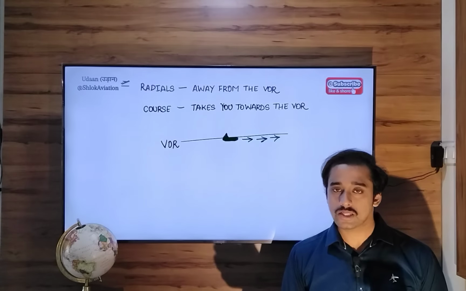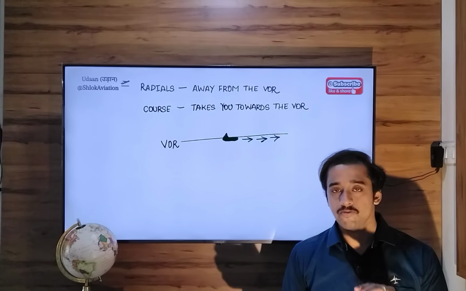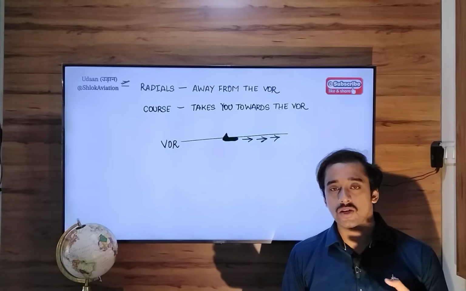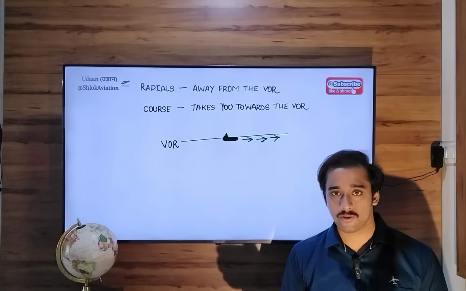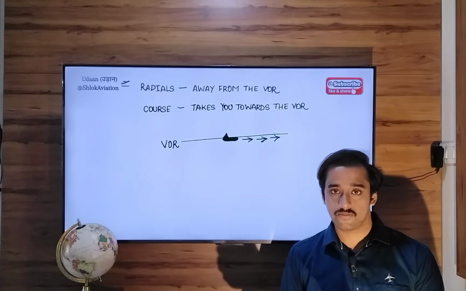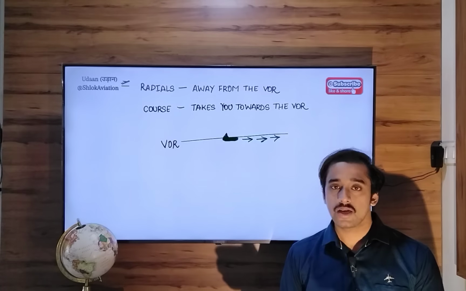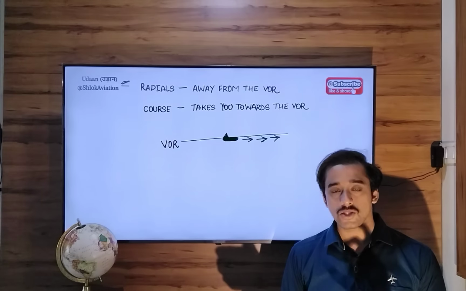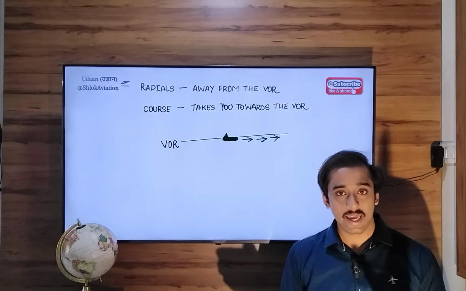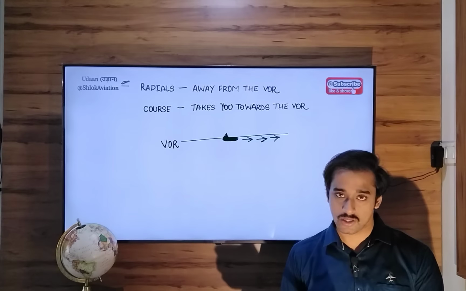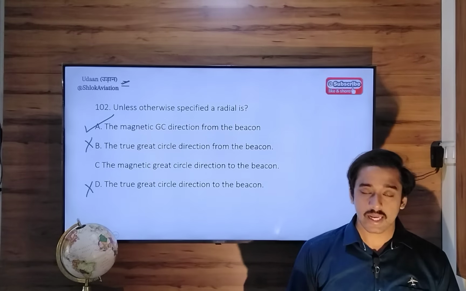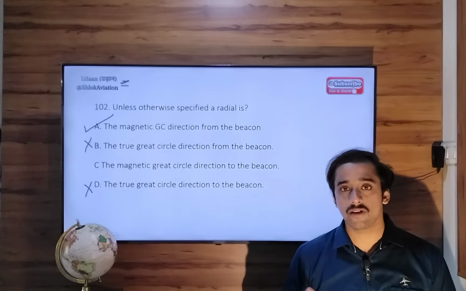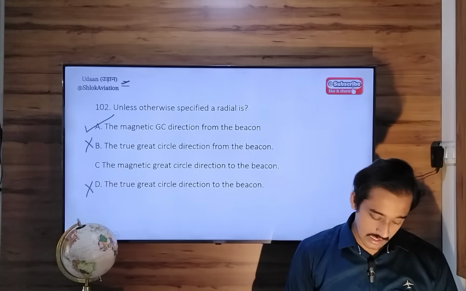Now there are two instruments. One is the OBS selector. In the OBS selector, you will use the word radial or course, depending on whether you're going outbound or inbound. In case of HSI equipment, course is the only word used for both flying inbound track and flying outbound track. So remember this. So the correct answer will be the magnetic great circle direction taking you away from the VOR beacon.